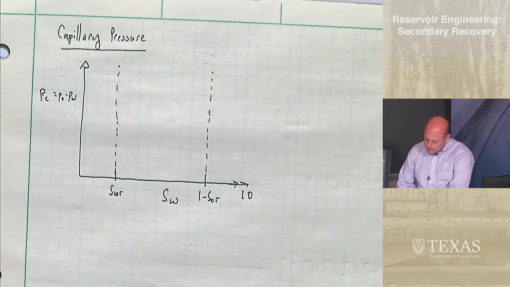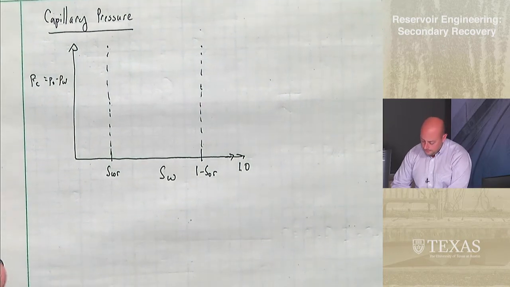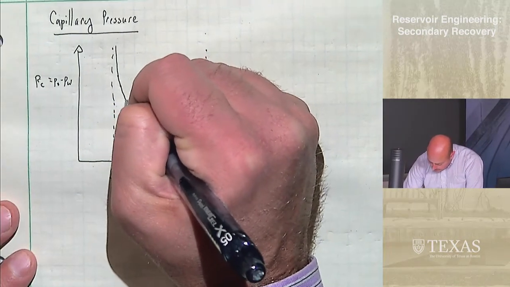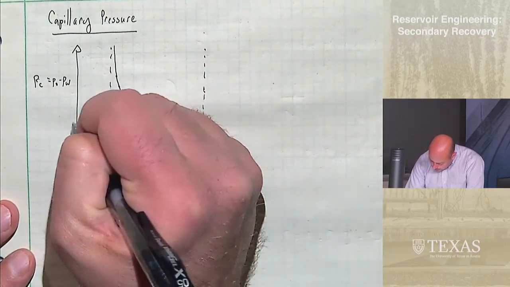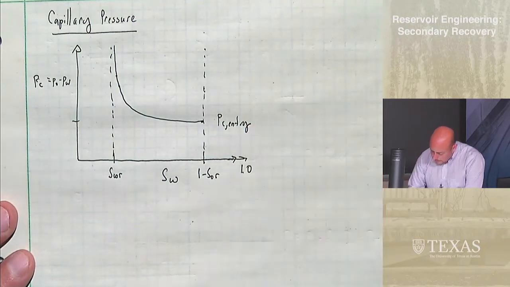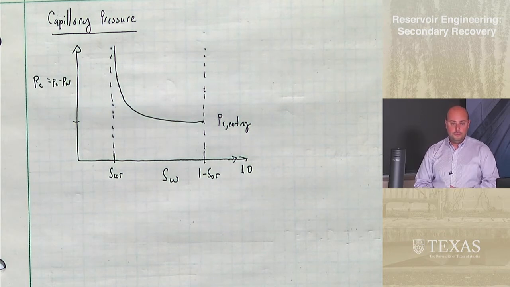So if you talk about the process of drainage, where the non-wetting fluid, for now we'll say it's the oil, is displacing the wetting fluid, the water, you'll get something that looks like this. This will be very high, and then it'll come down and look like this. And this capillary pressure is called the capillary entry pressure. We need to overcome that capillary entry pressure in order to drain.